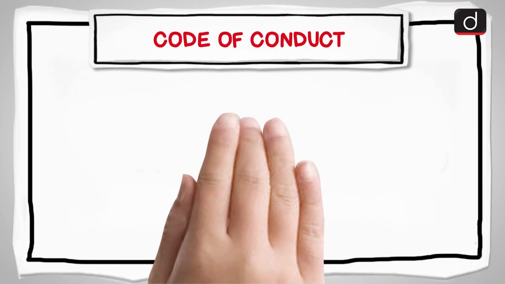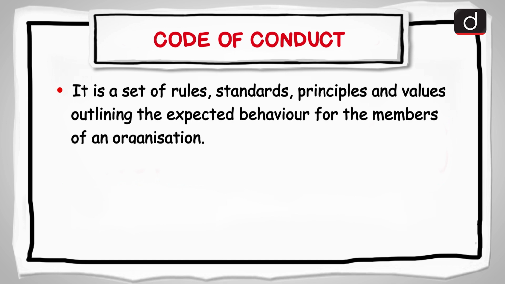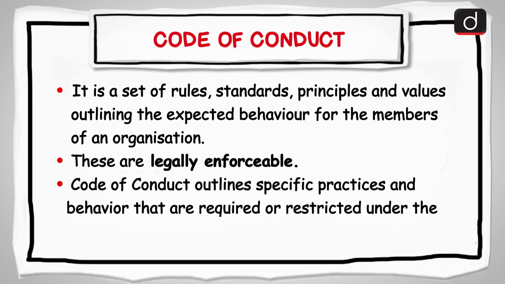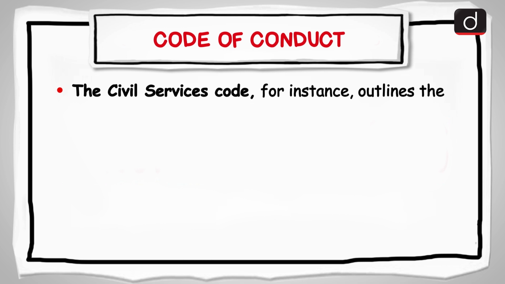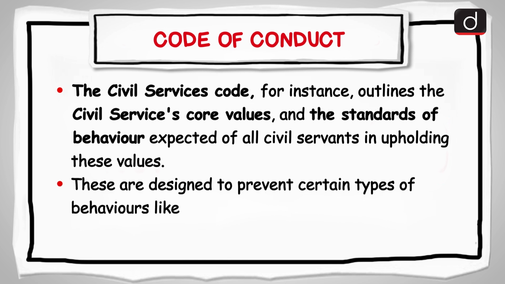Now, let us shift towards Code of Conduct. It is a set of rules, standards, principles, and values outlining the expected behavior for the members of an organization. These are legally enforceable. Code of Conduct sets out the standards of behavior expected of those working in the public service. It outlines specific practices and behavior that are required or restricted under the organization. Civil Services Code, for instance, outlines the civil services core value and the standards of behavior expected of all civil servants in upholding these values.